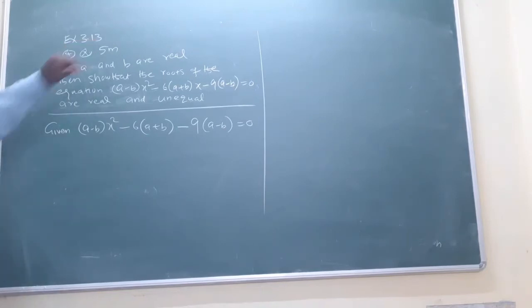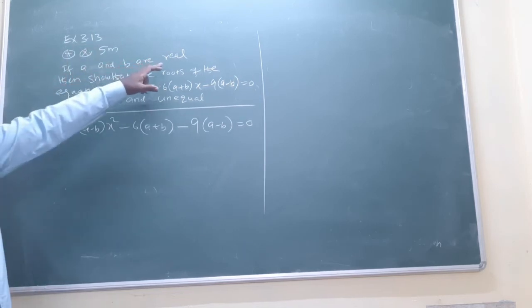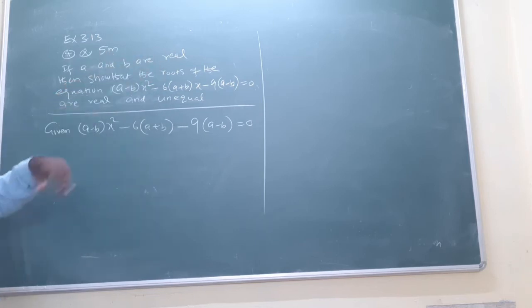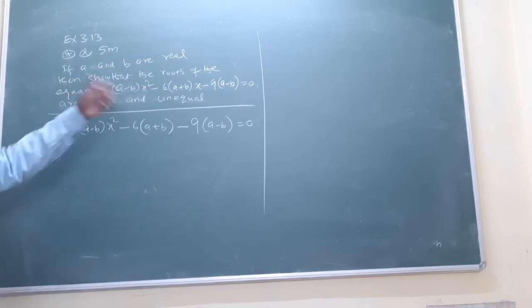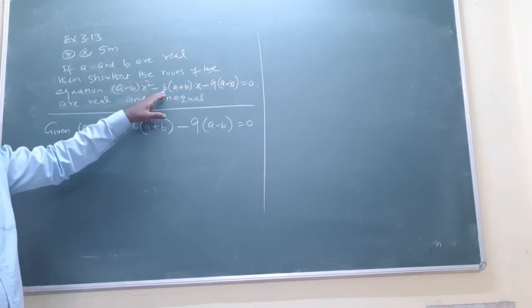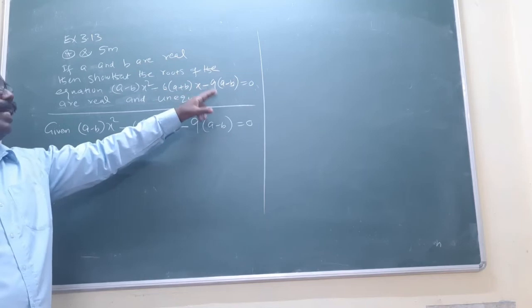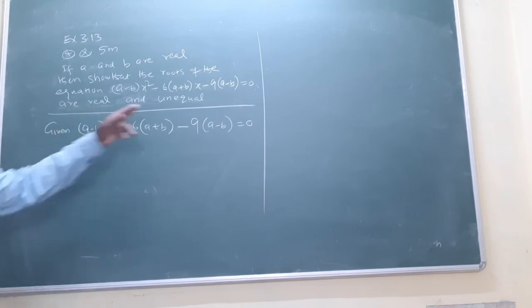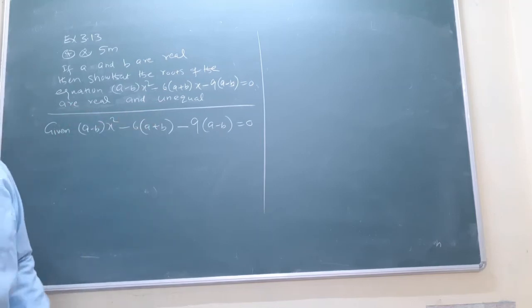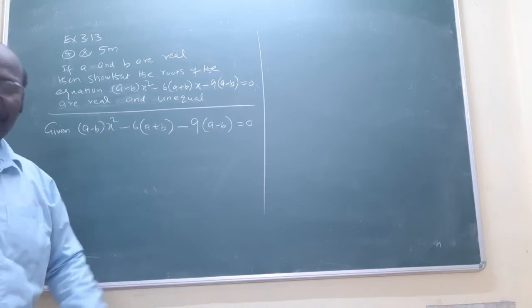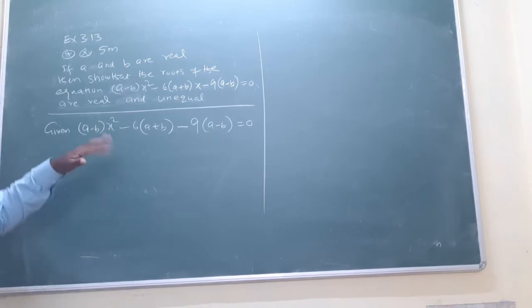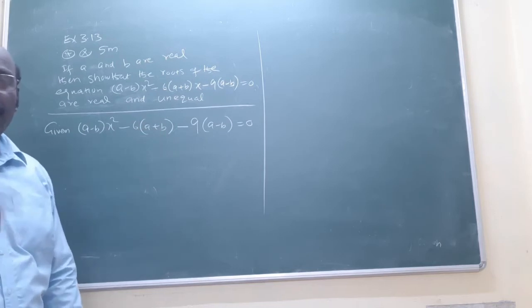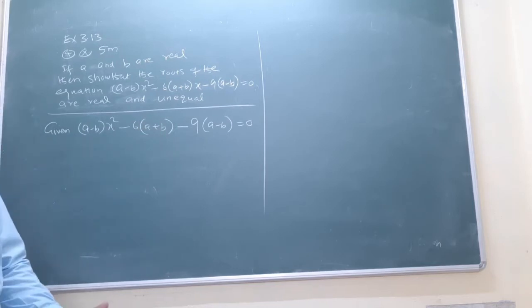Now exercise 3.13. Fourth question. This is also 5%. If a and b are real numbers, then show that the roots of the equation (a minus b) x squared minus 6 (a plus b) x minus 9 (a minus b) equals 0 are real and unequal. You want to prove real and unequal. What do you want to prove? In the previous question, the roots being real and equal was given. Here, you will prove real and unequal. You must prove delta is positive, that means greater than 0.